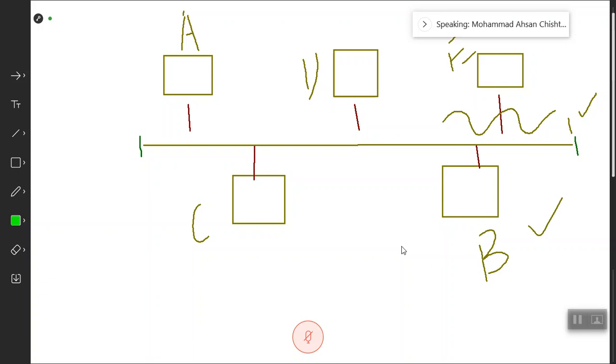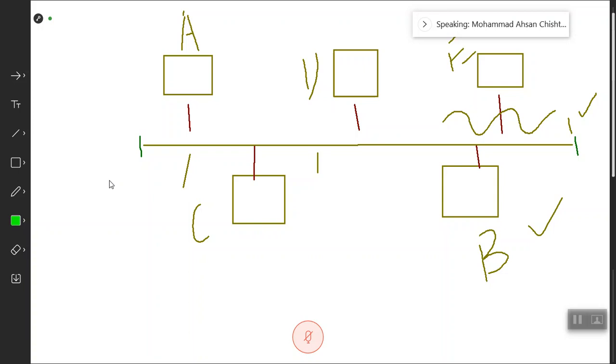Okay, the good thing is that it's cheaper because one single wire is laid down. It's inexpensive. But on the other hand, there is a disadvantage that it is a single point of failure. What is single point of failure? It means if this wire is down, the central wire, then what would happen? The whole of the network would get down. This is the problem with this.